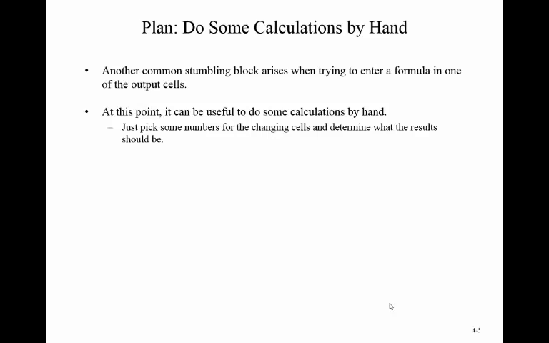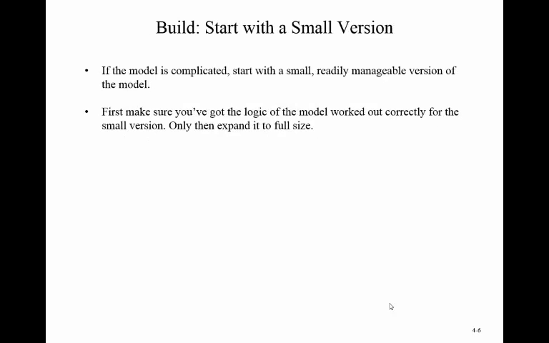In other words, you don't want to have an error in encoding formulas in a spreadsheet model with nothing to check it against. You want to have a point of comparison. So again, just pick some numbers for the changing cells and determine what the results should be. If you're making a production mix decision, work your way through what the resulting profit estimate should be for a given set of production amounts.